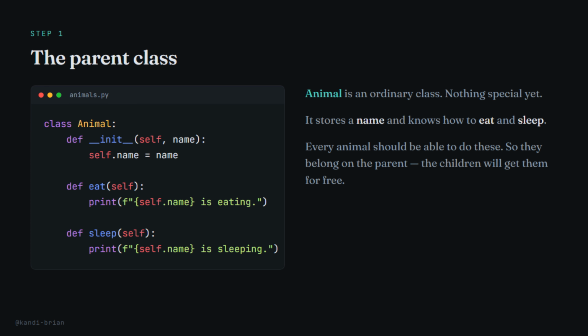So we'll start with the parent. This is a plain animal class, nothing special about it yet. It stores a name in its constructor. It has two methods, eat and sleep. Every animal should be able to eat and sleep, so those behaviors belong here on the parent. The children will get them for free, which is the whole point.